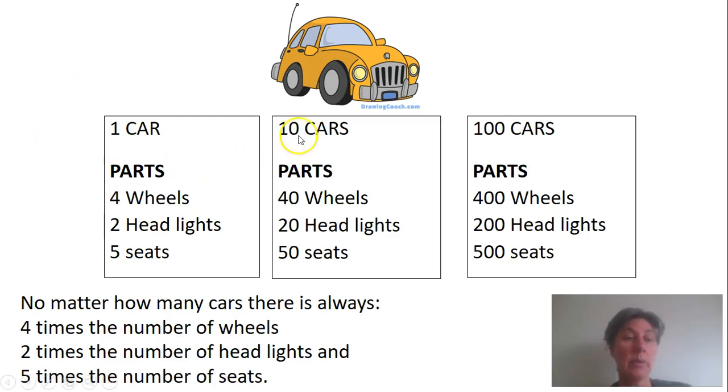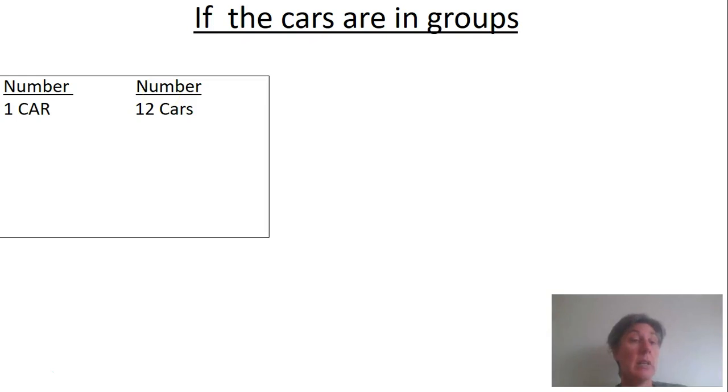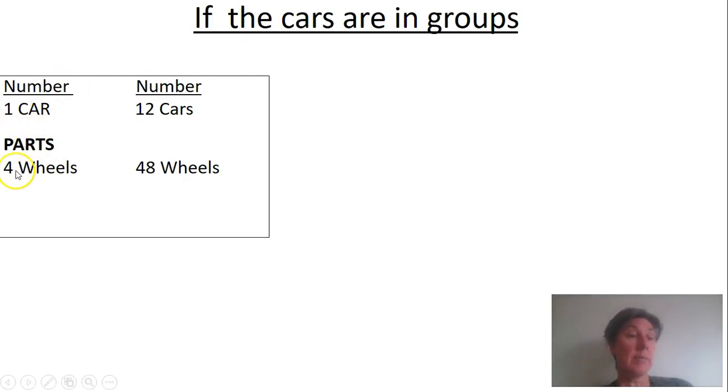So all of these examples so far have looked at number. They're all counting numbers. Like you use an N for counting numbers. So whenever I talk about number, I'll use a capital N. So 12 is a great number to pick. 1 car, 12 cars. So the parts, 4 lots of that. It's 4 wheels. 4 lots of this would be 48 wheels.